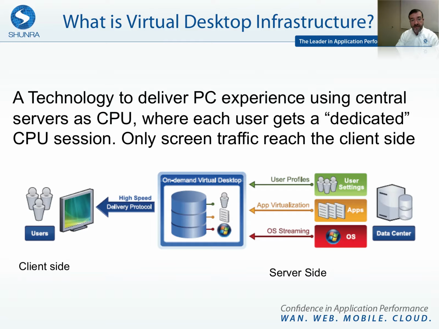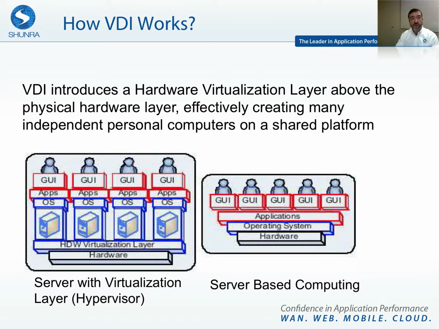So 40 years after the onset of the PC revolution, we're basically going back to the initial concept of having a terminal. However, this time the terminal is far from being dumb, it is an extremely intelligent one. Remember that only screenshots will actually reach the client side, but that still presents some significant challenges from the deployment perspective. So how does VDI work?